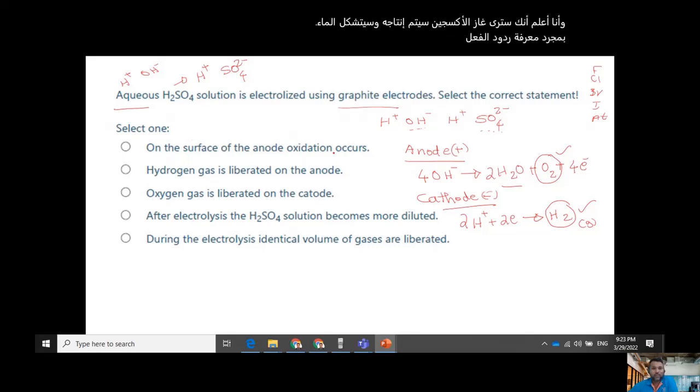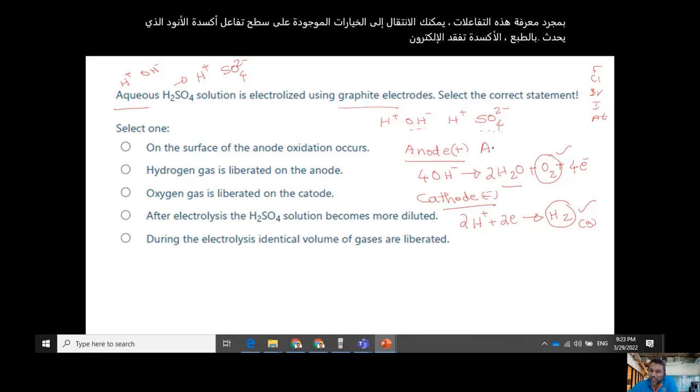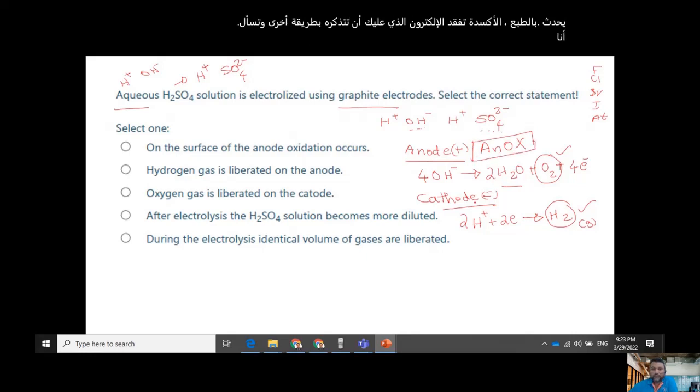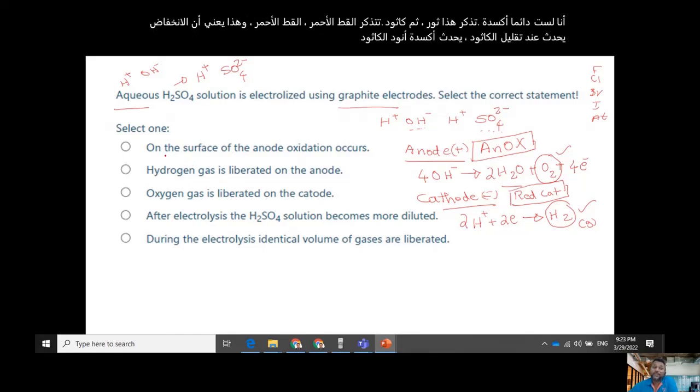On the surface of the anode, an oxidation reaction occurs. Of course, oxidation is losing electrons. That you have to remember in another way: An Ox. Anode always oxidation. Remember this, An Ox. Then for the cathode, you remember Red Cat. That means reduction occurs at the cathode. Reduction occurs at the cathode, oxidation at the anode. So here they are asking for the correct statement. The first statement itself is correct. On the surface of the anode, oxidation occurs. So this is the correct one.